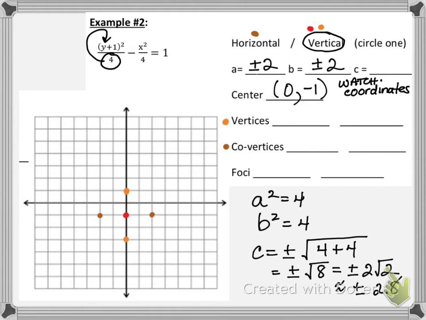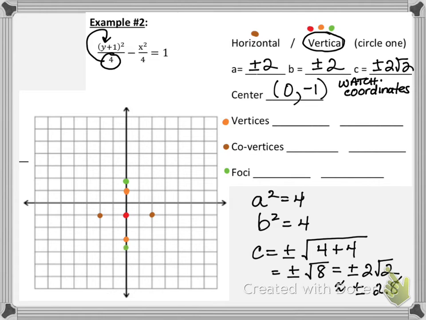And last but not least, our foci are going to do plus minus 2 square root of 2, which I did forget to write here, so let me just write that in. Plus minus 2 square root of 2. All right, so the foci, which we'll use green in this case, also do what's done on the transverse axis. So what am I going to do? I'm going to go to the right 2.8 and to the left 2.8. Vertical. To go up 2.8 from the center, from red, so 2.8, and down 2.8.